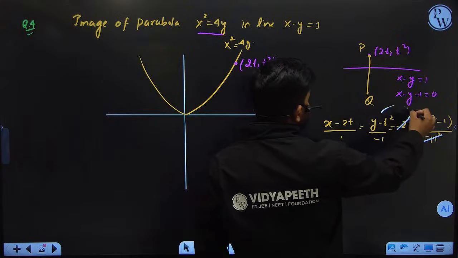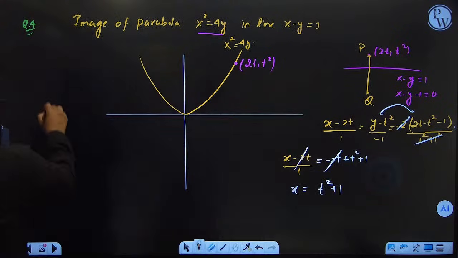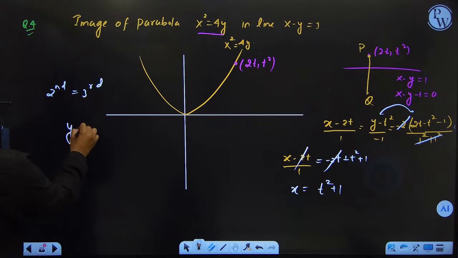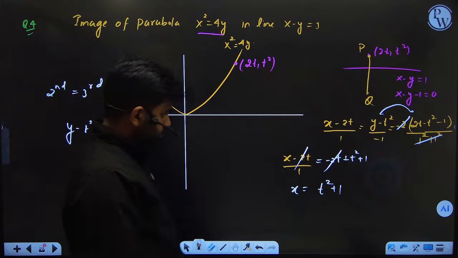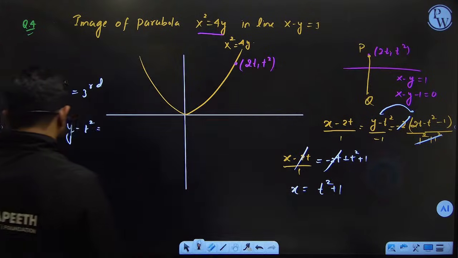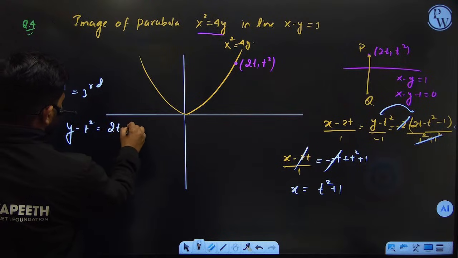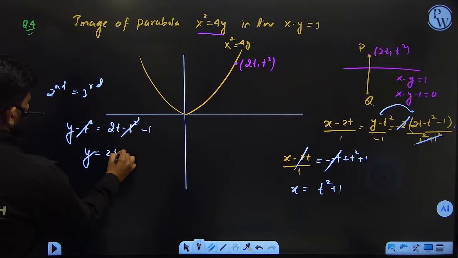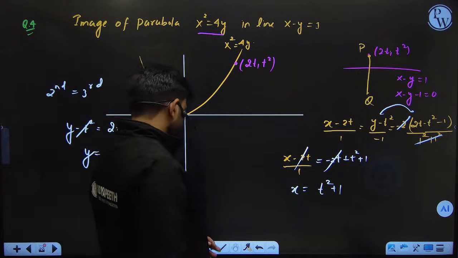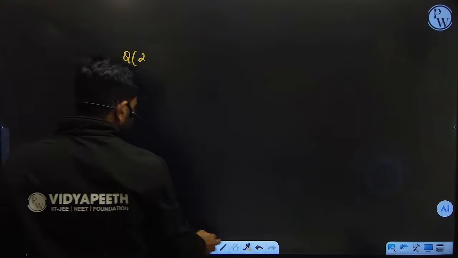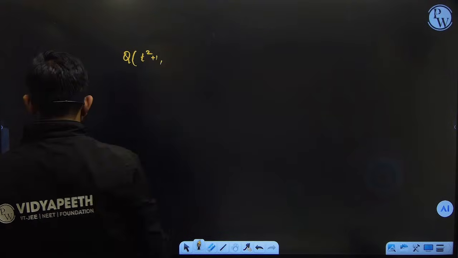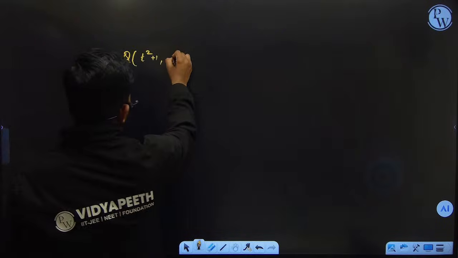Similarly, if we compare the second and third portion, so y minus t square equals, multiplying this negative 1 to the right, it will be 2t minus t square minus 1. So the y value is 2t minus 1. So we got the coordinates of Q, that is t square plus 1, and we have 2t minus 1.